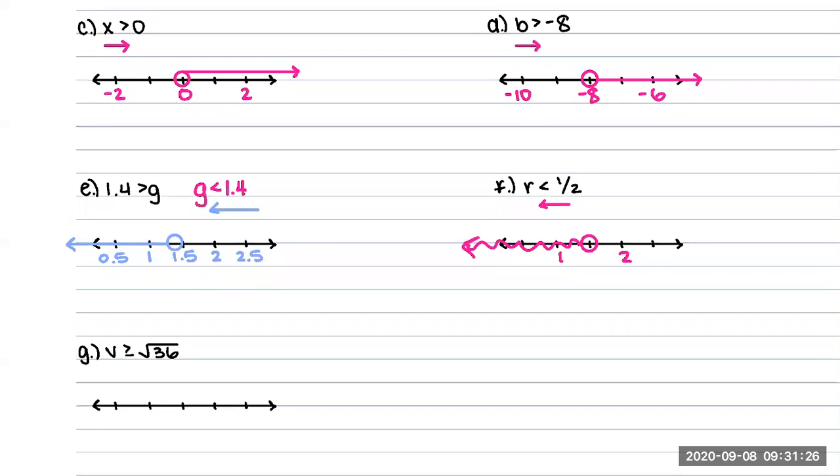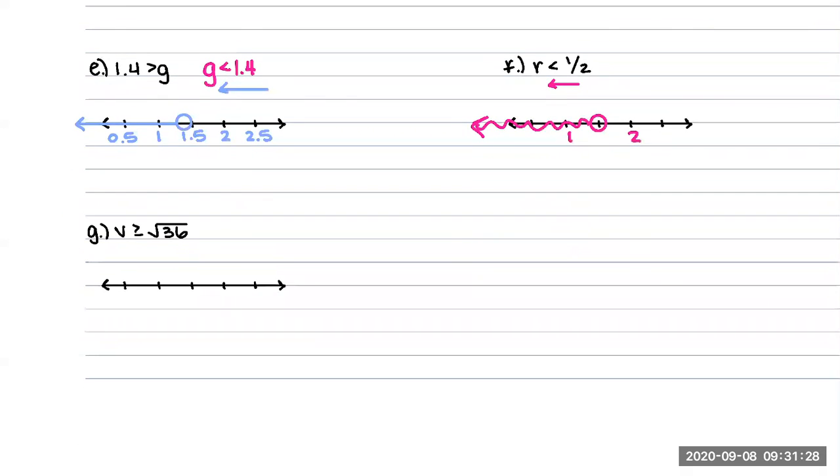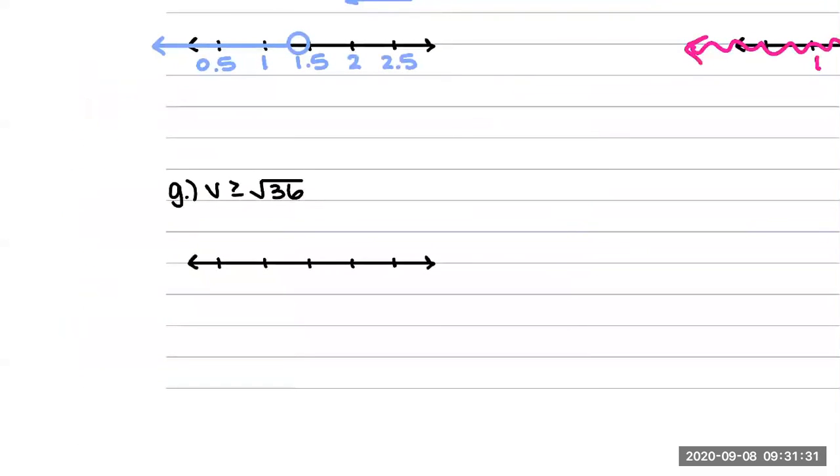For G, we have v is greater than or equal to the square root of 36. The square root of 36 is 6, so this is the same thing as saying v is greater than or equal to 6. So on my number line, I'm going to find that 6. With this one, I'm going to have a closed circle since there is a line underneath that inequality, so it includes that 6. And then I'm going to say to myself, which way does that inequality point? To the right. So my line's going to go to the right from that closed circle on 6.